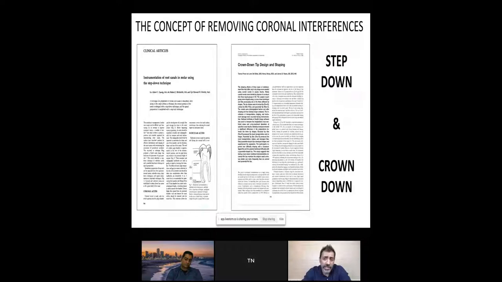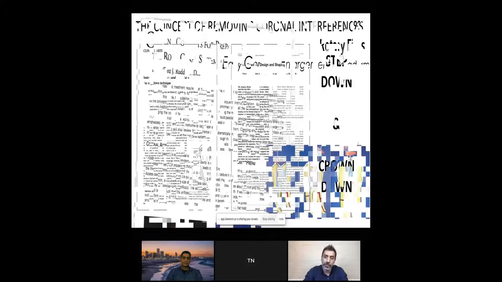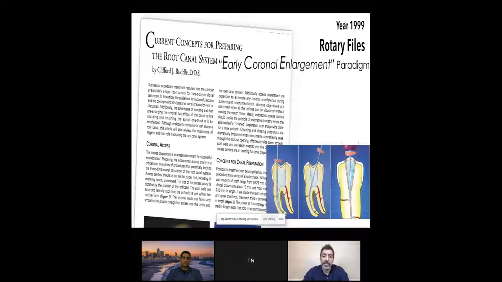Talking about the last point in the shaping, of course, is the coronal interference. When we talk about the coronal interference, we are talking about the step down and the crown down technique. All the nickel titanium files on the market are based on this concept of removing the coronal interference before shaping the apical part. Back in 1999, this is a great article by Cliff Ruddle, also talking about early coronal enlargement. The title here is Current Concept for Preparing the Root Canal System. Nowadays, we are still there.